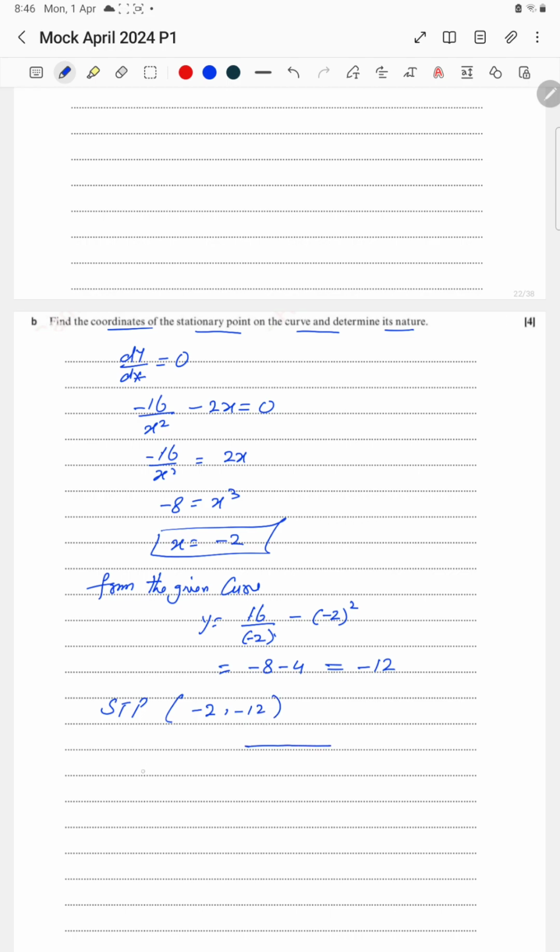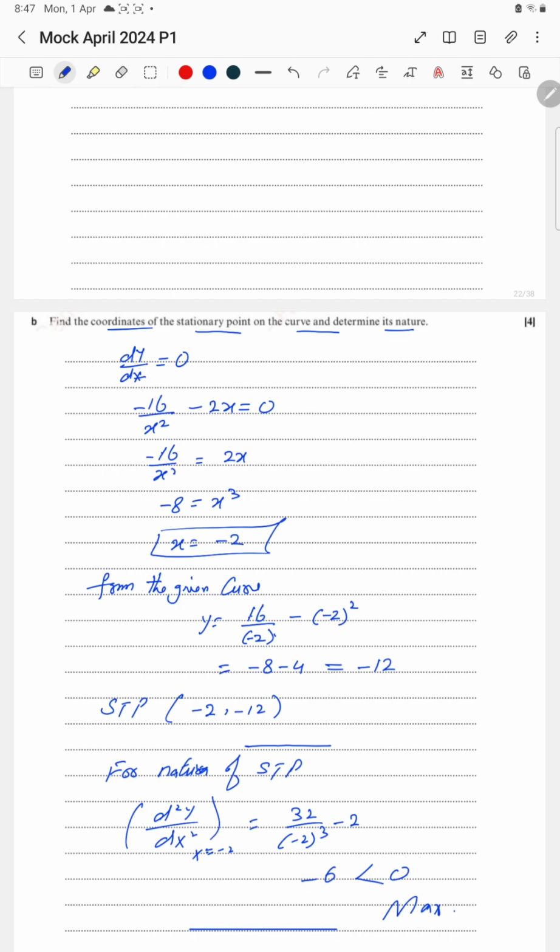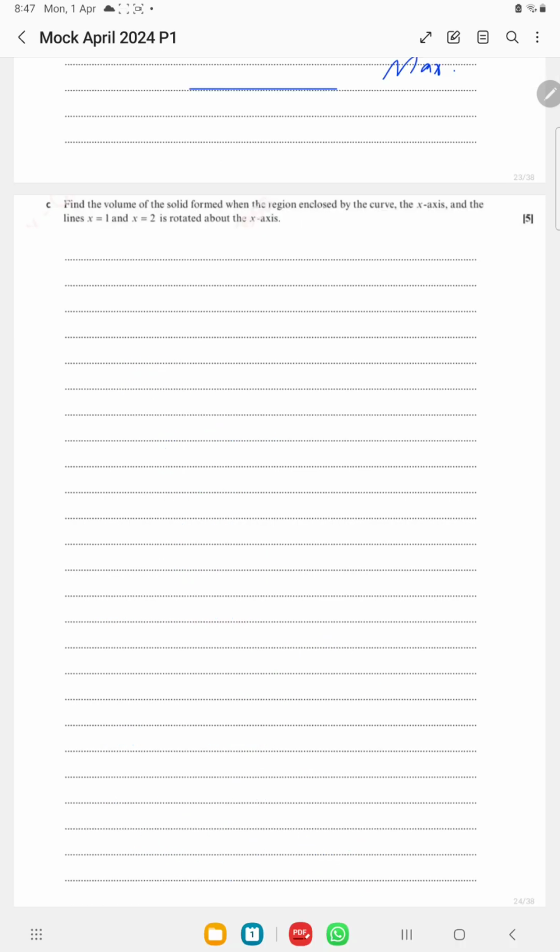And now we need the nature. For the nature of the stationary point, we need to replace this value of x in the second derivative. We get 32 by minus 2 cubed minus 2, that gives you minus 6, that is less than 0, so the nature is maximum, right?